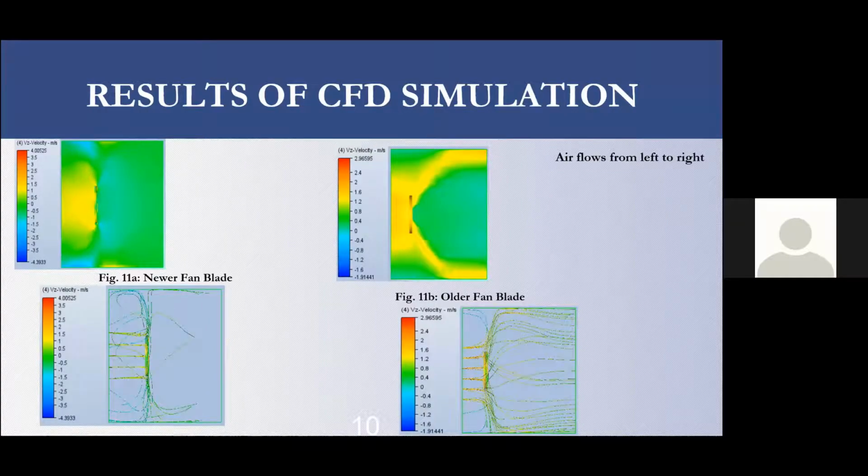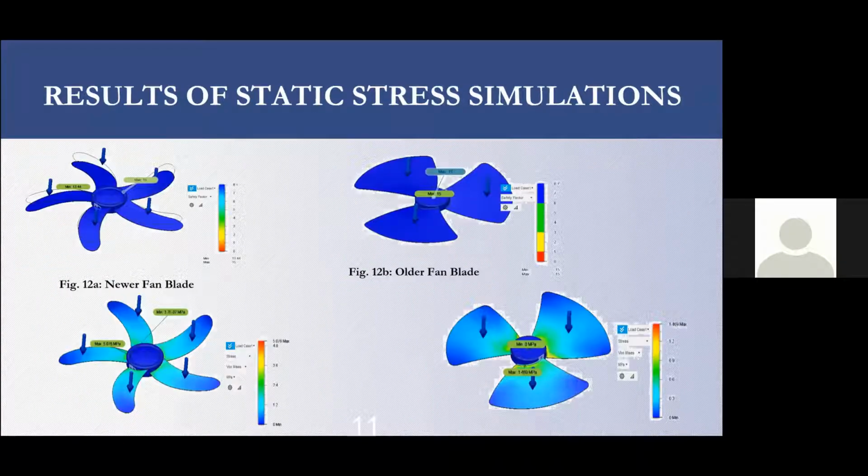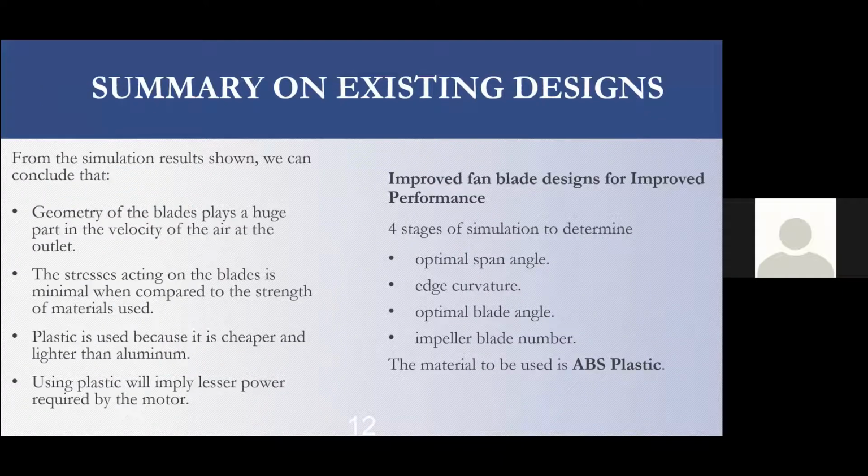And then for the static stress simulations, you can see for both scenarios, a very high factor of safety. So what does that tell us? First of all, it tells us that the geometry of the blades plays a very huge part in the velocity of the air at the outlets. And also that the stresses acting on the blades are minimal when compared to the strength of the materials used, which makes sense for the change in material, because if plastic is going to perform just as well as aluminum, the best engineering choice to make is plastic because it is cheaper and lighter.